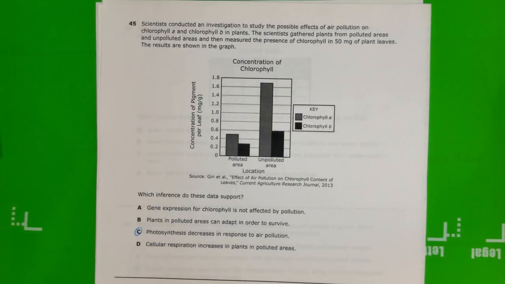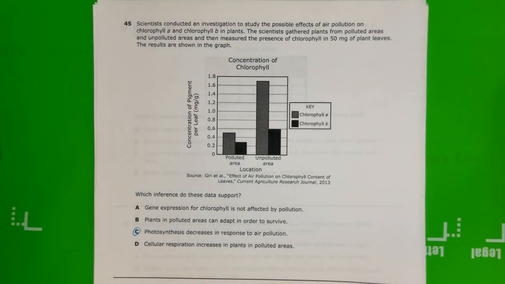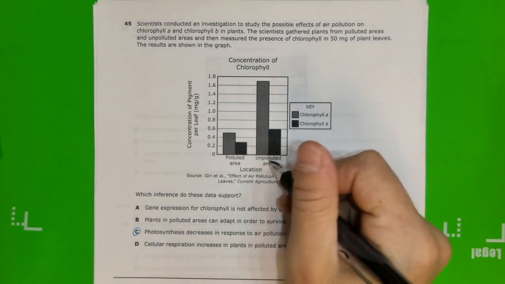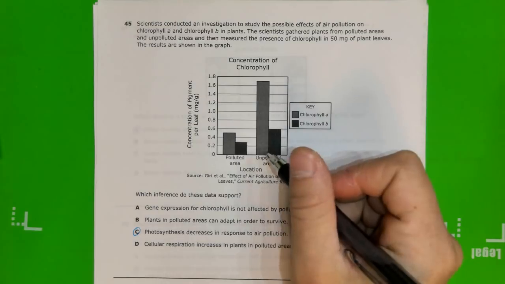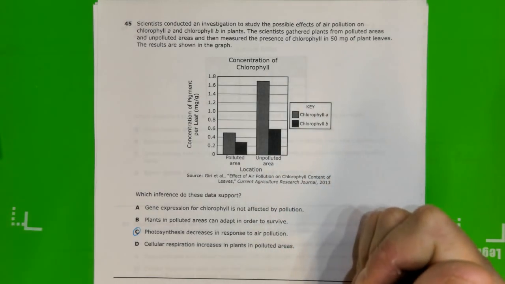45. Scientists conducted an investigation to study the possible effects of air pollution on chlorophyll A and chlorophyll B in plants. The scientists gathered plants from polluted and unpolluted areas and then measured the presence of chlorophyll in 50 milligrams of plant leaves. The results are shown on the graph. What inference does this data support? We've got a polluted area that doesn't have a lot, and an unpolluted area that has quite a bit more, if not double. So that's where I want to start.